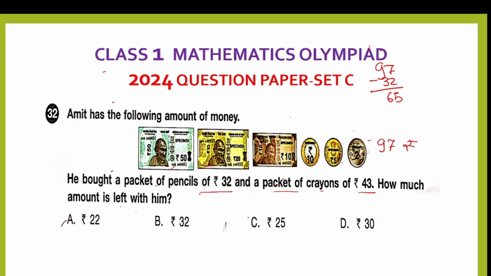But he again bought a packet of crayons, that is 43 rupees. So let's subtract 43 from 65. So 5 minus 3 is 2. 6 minus 4 is 2. Means how much amount is left with him? That is 22 rupees left with him. Therefore, the answer for this question is option A. We can also do 32 plus 43, and subtract this amount from 97 so that we can find out 22 easily.